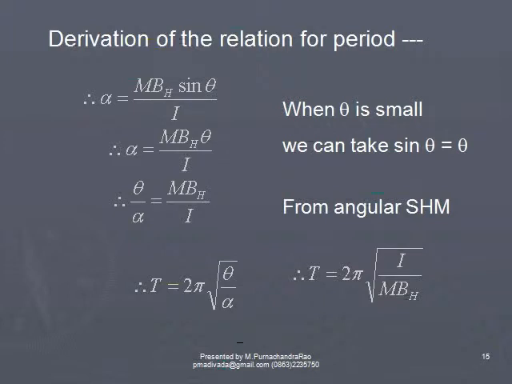Angular acceleration alpha will be proportional to theta, and their ratio will be equal to omega square. Hence, from simple harmonic motion, the period of oscillation in angular simple harmonic motion is given by T is equal to 2 pi into square root of theta by alpha. Substituting the value of theta by alpha, we get T is equal to 2 pi into square root of I by mbh.